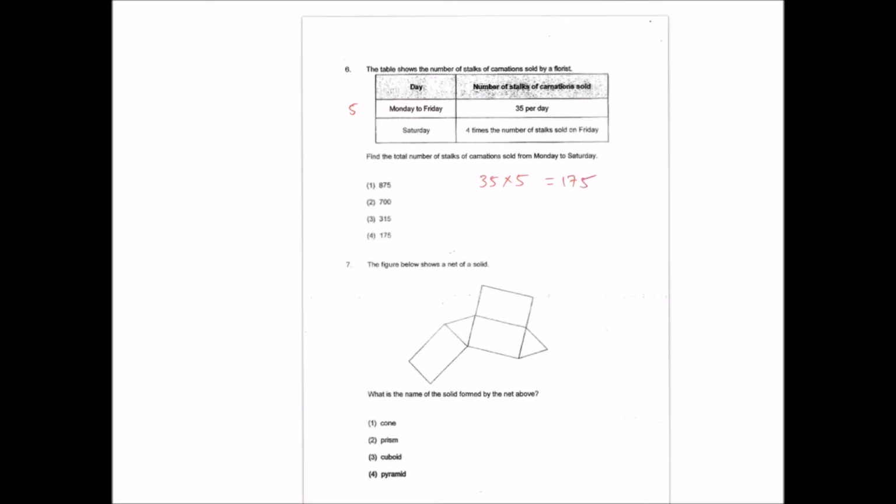And then Saturday, you sold 4 times the number of stalks sold on Friday. On Friday, just like any other weekday, you sell 35. So if you sell 4 times that, it is another 4 times 35.